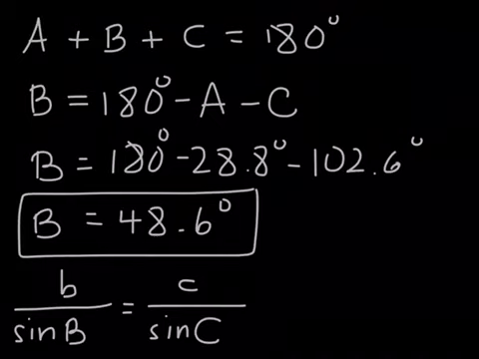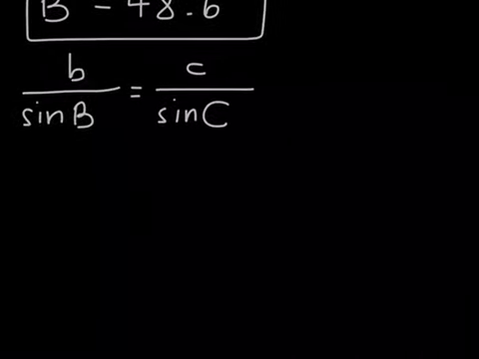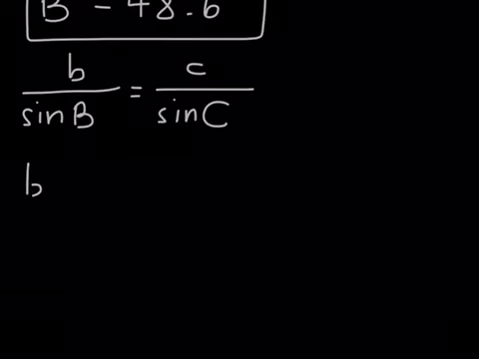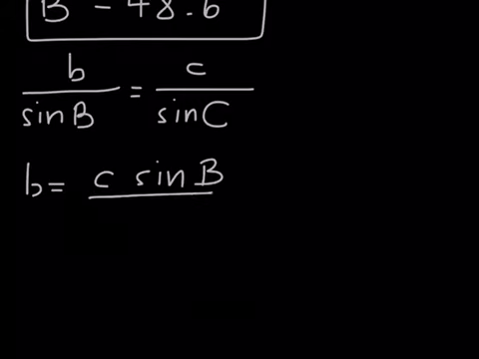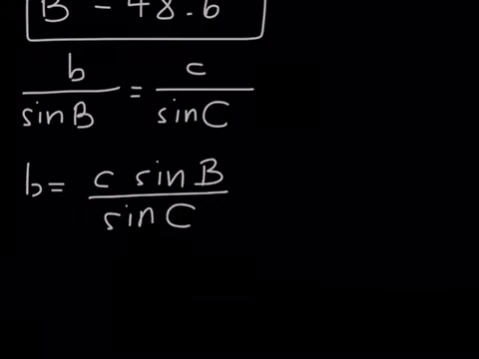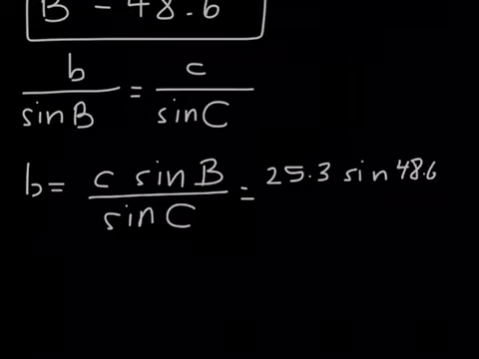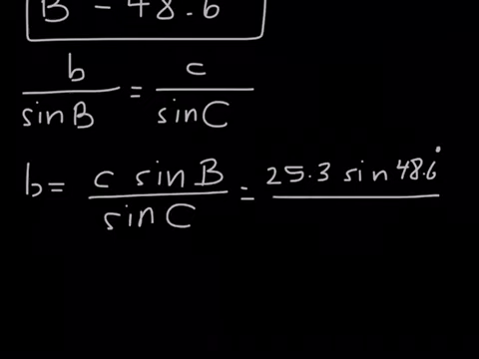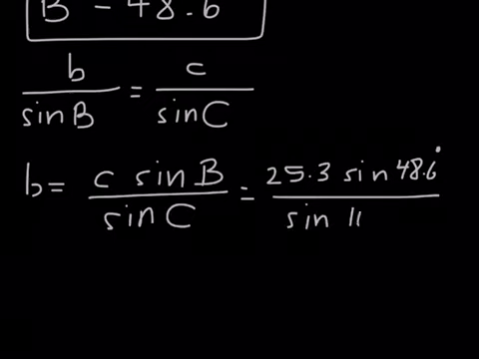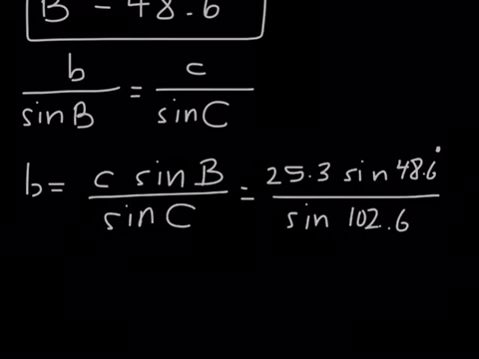Okay, so then we know for sure that side b will be equal to c times sine of angle B divided by sine of angle C. That is to say, b will be equal to 25.3 inches times sine of 48.6 degrees over sine of 102.6 degrees, okay?